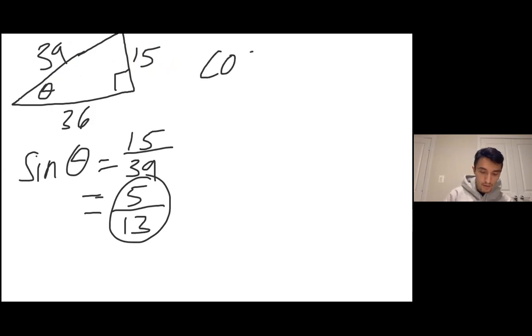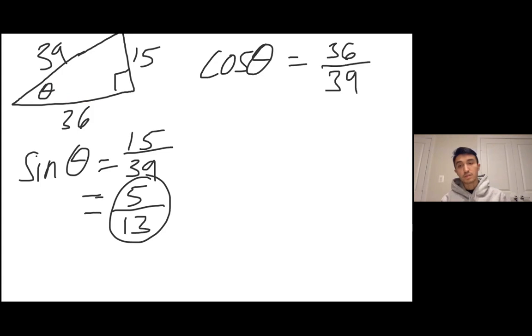Let's do cosine now. Cosine theta. SOHCAHTOA, the CAH part is adjacent over hypotenuse, and adjacent of theta is just the one right here, right next to it, 36. And of course, we know that the hypotenuse is still 39. So let's fill that out. Here we go. 36 over 39. Again, you check, can this be simplified? It can. Both divisible by 3 again. So we're going to change it to 12 over 13.